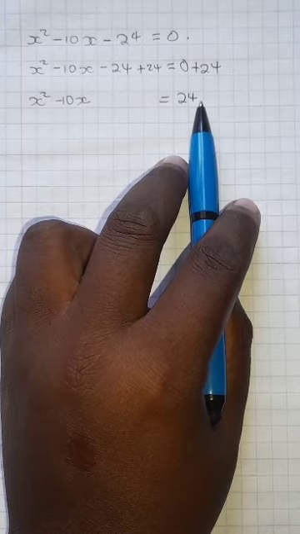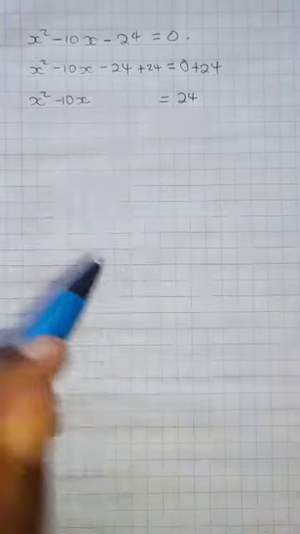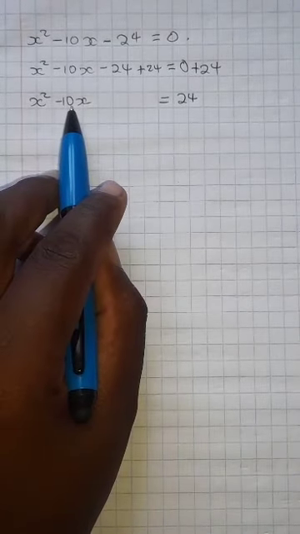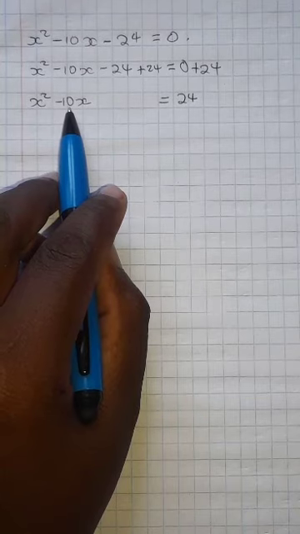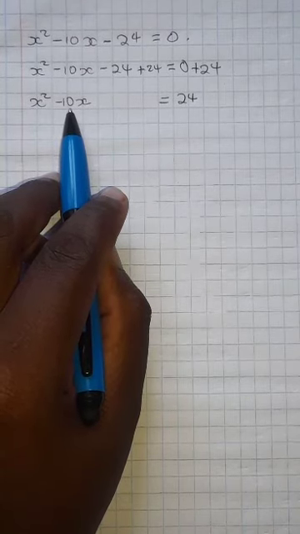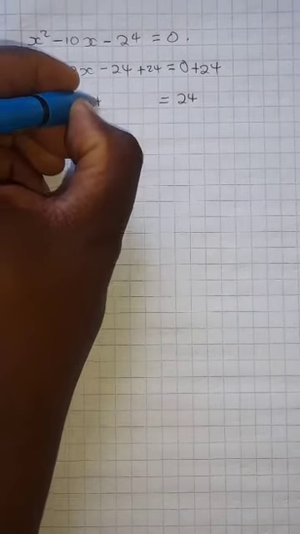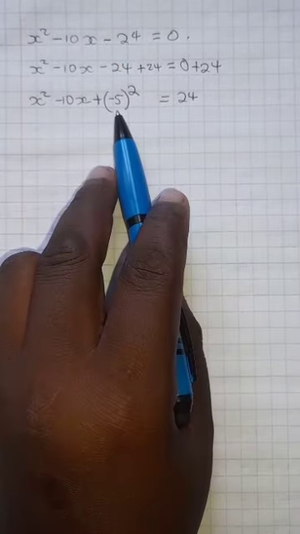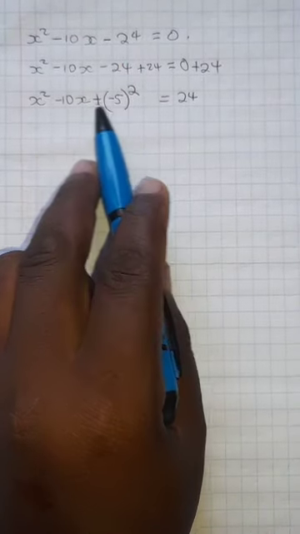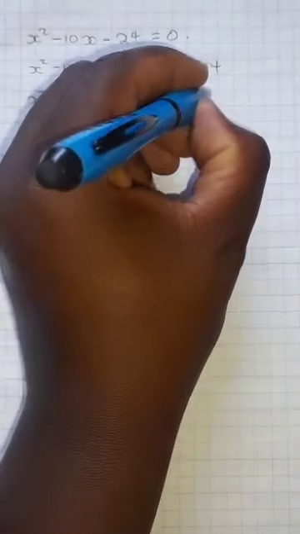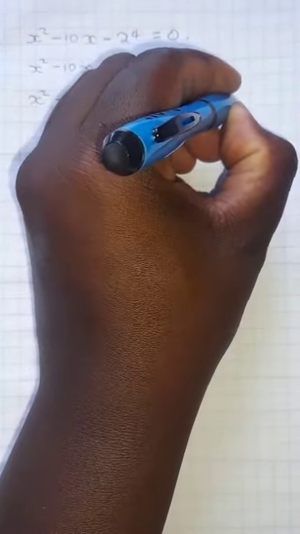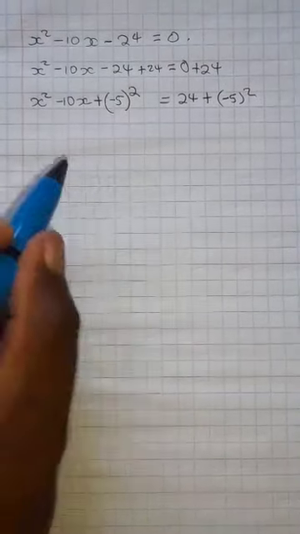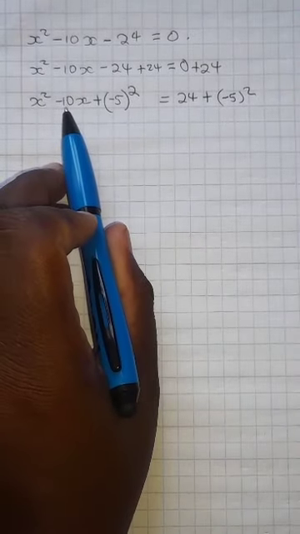Now, the very important part of completing the square is what we are doing now. We want to add the squared half of the coefficient of x. So negative 10, half of negative 10, is negative 5, right? So we are adding negative 5 squared to both sides. It has to be squared: the squared half of the coefficient of x.